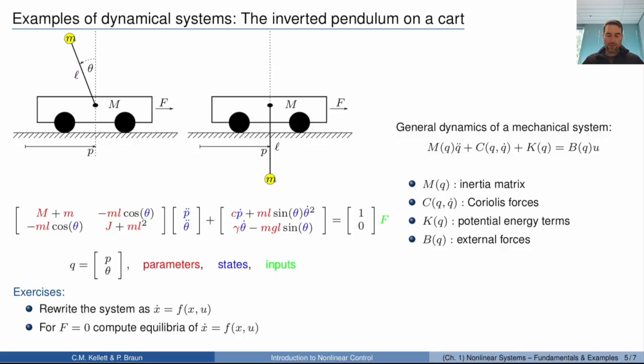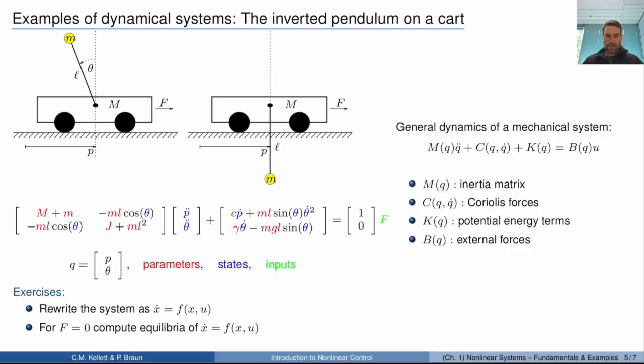Even though this is a rather academic example, it also has important applications. For example, this could represent stabilizing a tower crane, or in the upward position, it could represent a rocket. You have to stabilize a rocket, or for example, it could be used to model a Segway.